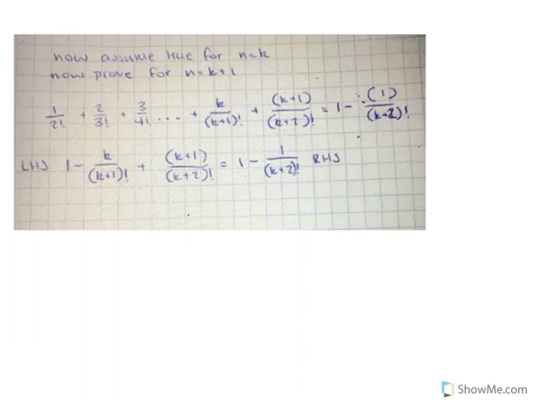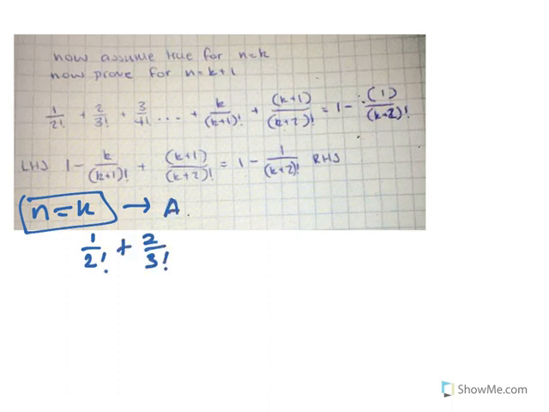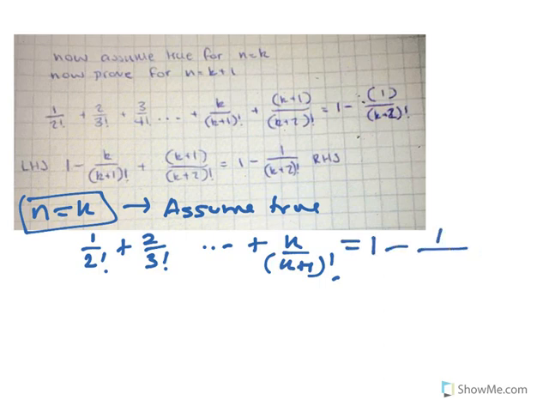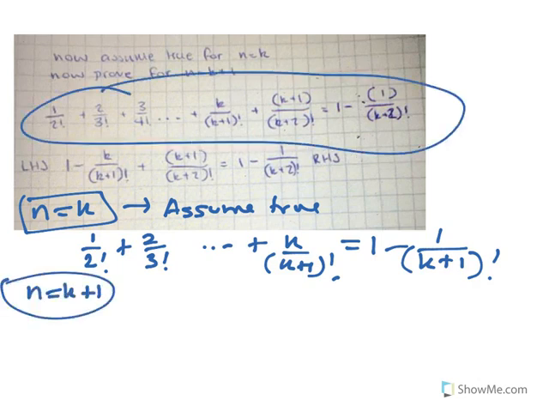Okay, so I'll just do it for n equals k and k plus 1. So n equals k, that means that 1 on 2 factorial plus 2 on 3 factorial, we're assuming this is true, dot dot plus k on k plus 1 factorial equals 1 minus 1 on k plus 1 factorial. Okay, so you have to prove true for n equals k plus 1, and that's what you've got there.